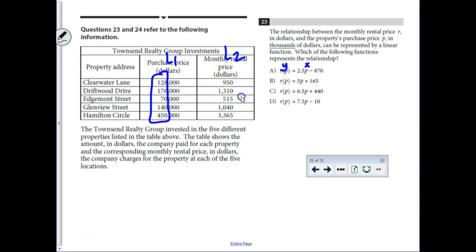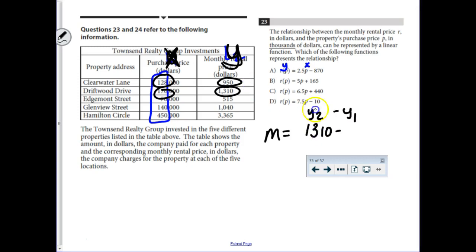So what you're going to have to do is understand that this is X and this is Y. And what I would do is find the slope. This wouldn't be that hard to find slope with, right? You just pick your favorite two ordered pairs. I'm going to go with this ordered pair and this ordered pair because they're my first two. Remember it's Y2 minus Y1, so 1310 minus 950 over X2 minus X1.